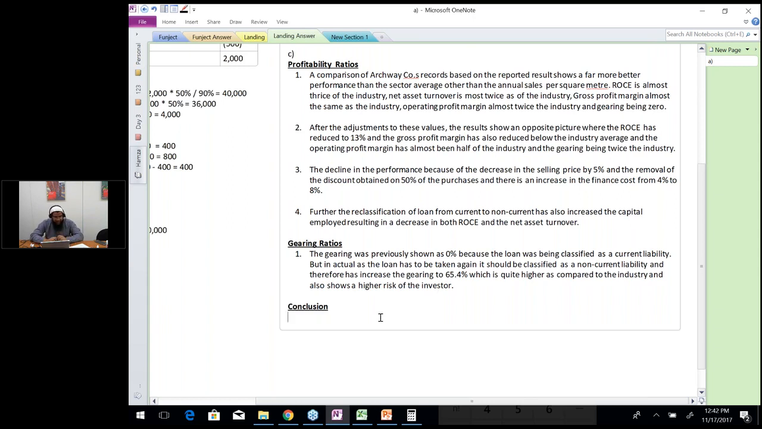Okay, now let's understand the conclusion. I would say that based on the reported performance, it seems to be a good decision to acquire, what was the name of the company? Archway Company.